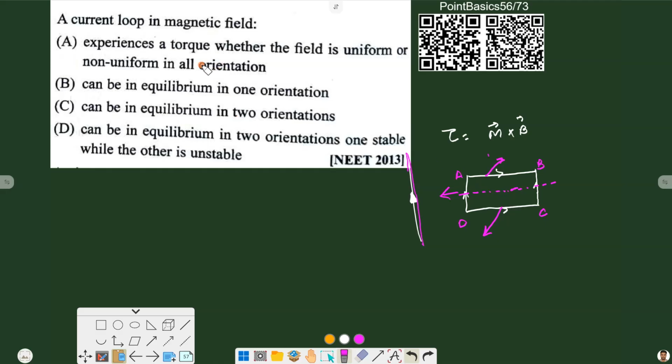And it is mentioned as per this statement that torque is in all orientations. So that's wrong, the torque is not along all orientations, it's along a specific axis. So we can say here it is the x axis, there is no torque along the y or z axis. So option one is wrong.